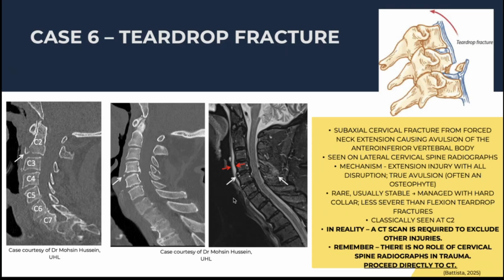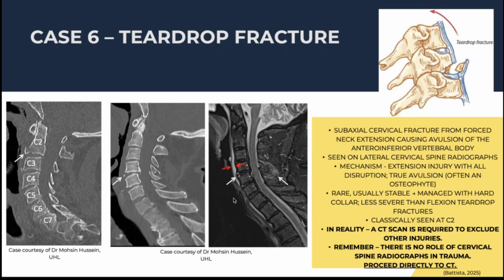Classically seen at C2, but on the imaging we showed it was C3. But again, as we've said before, in reality, CT scan is required to exclude any other injuries that are going on. And cervical spine radiographs in trauma are probably not the best, so it's always really important to proceed directly to CT. And I think Dr. Hussain wanted to talk a little bit more on this.